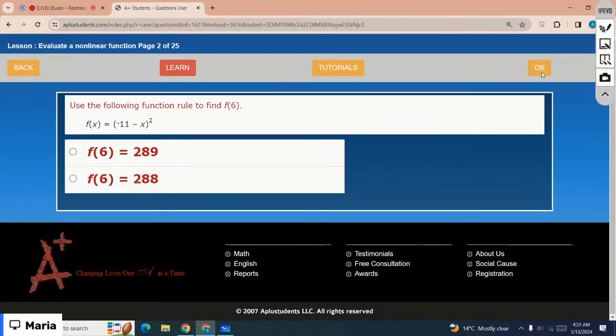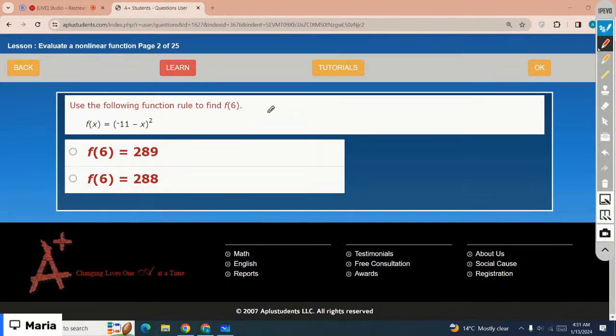Use the following function rule to find f of 6, right? So replace all the x with 6 in the given function. That is f of 6 equals negative 11 minus 6 square. That is negative 17 square, and 17 square is, yes, that is 289. Option number 1 is the correct option.